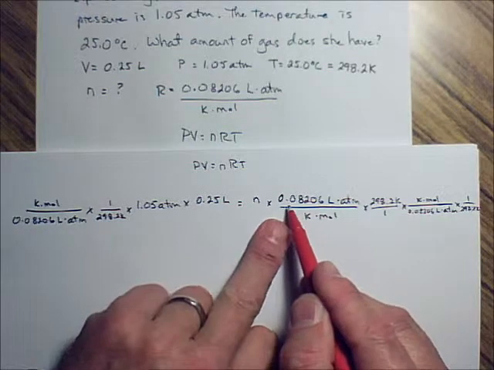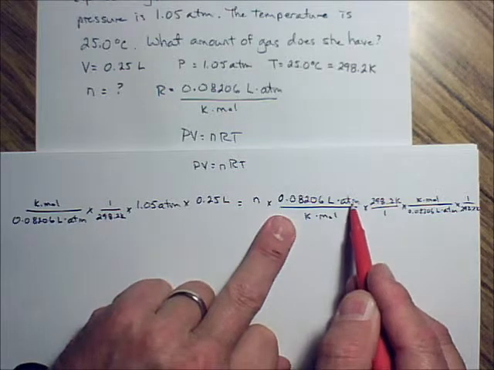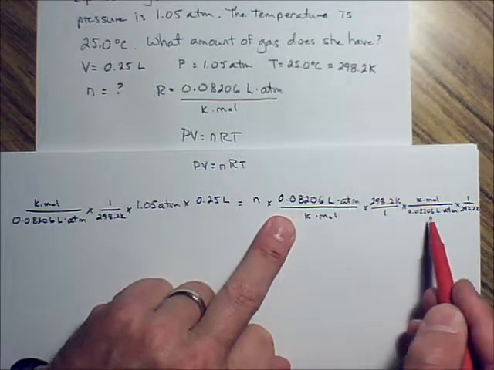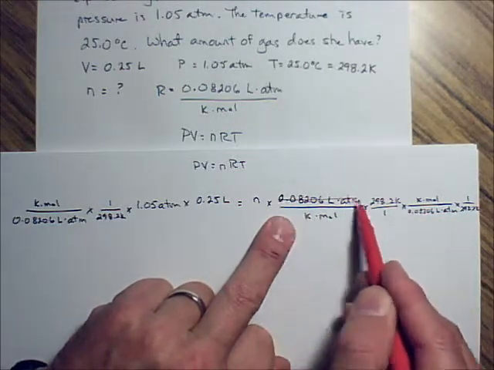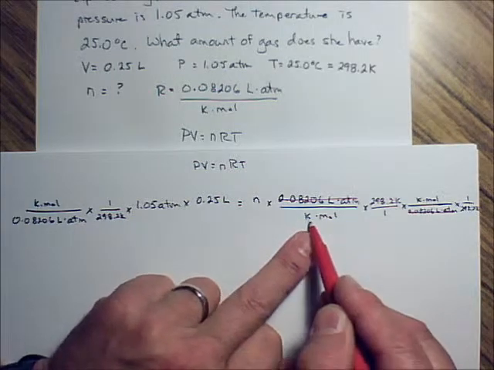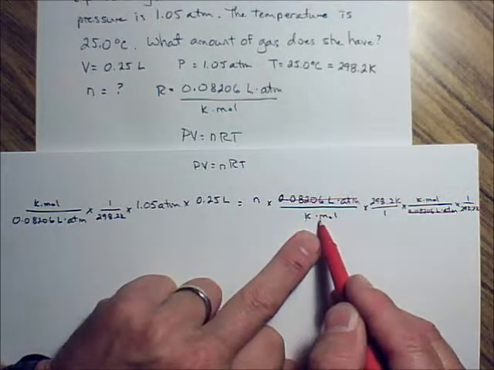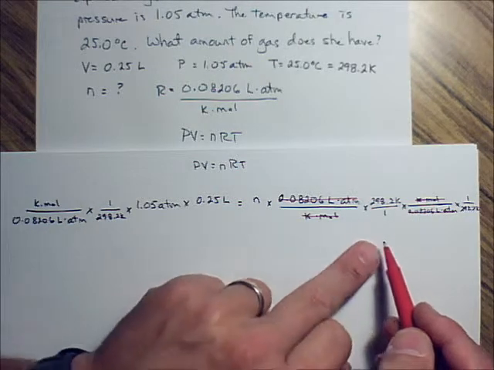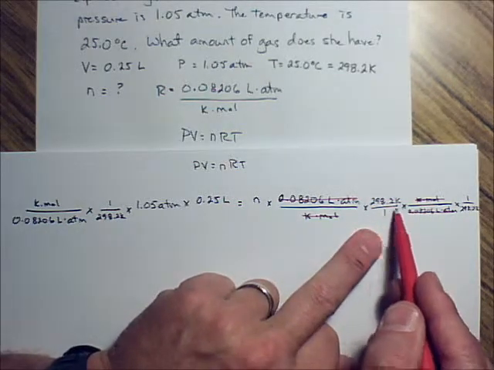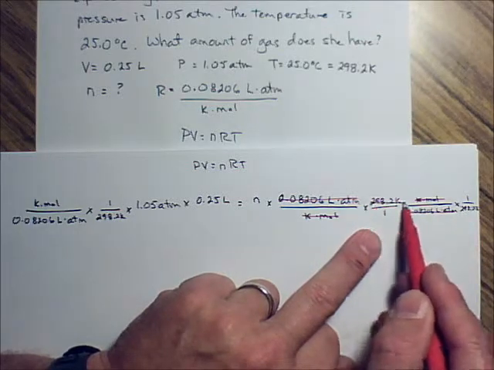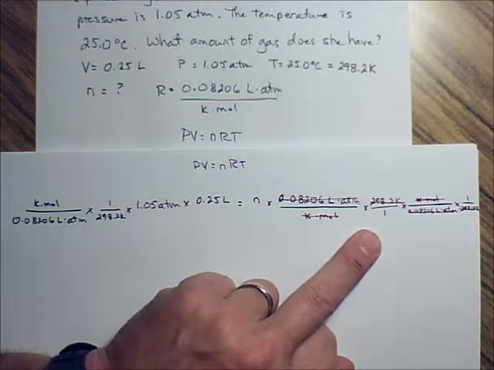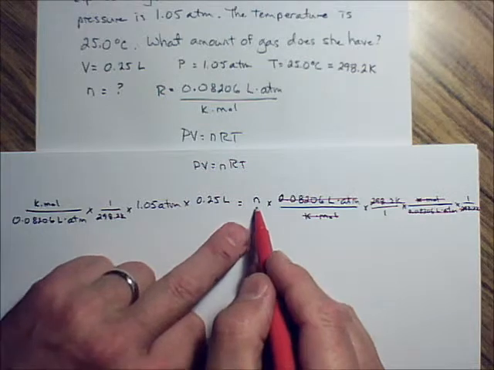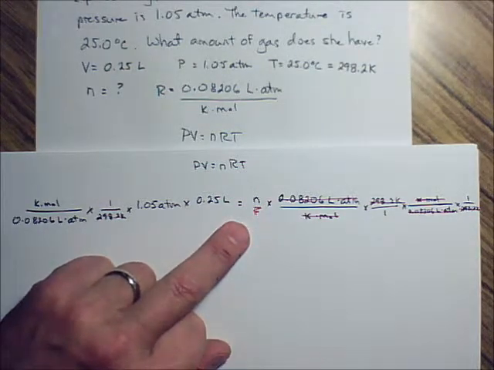So I've got 0.08206 liters times atmospheres on here, and I've got the same thing down here, so those can cancel. Kelvins times moles cancels. 298.2 K, top and bottom, those cancel. So all I've got is N by itself over here.